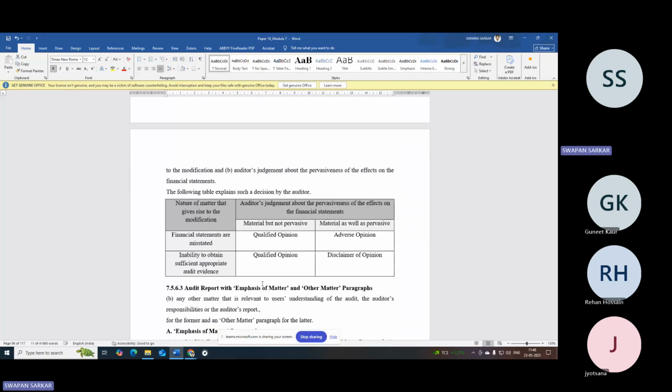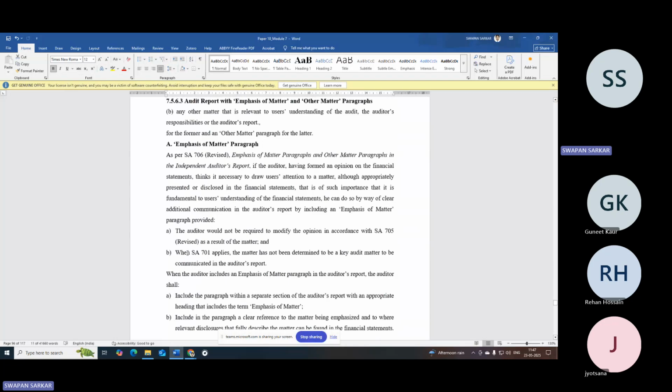If it is material but not pervasive, then it is qualified. If it is material as well as pervasive, it is adverse. If the financial statements are misstated, that is the case. For inability to obtain sufficient appropriate audit evidence, if it is material but not pervasive, then it is a qualified report. And if it is material as well as pervasive, disclaimer of opinion should be submitted. So that particular matrix explains which type of opinion should be submitted and when.